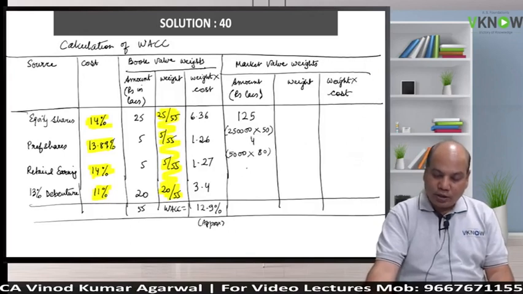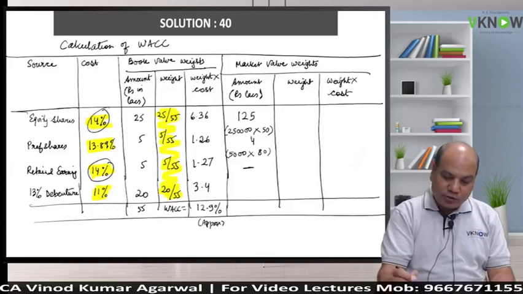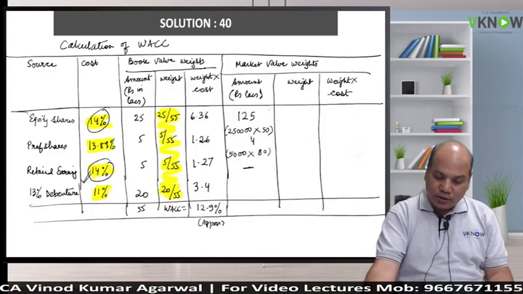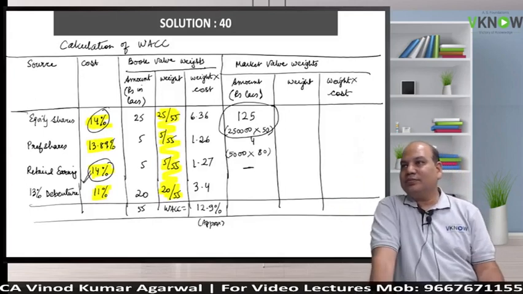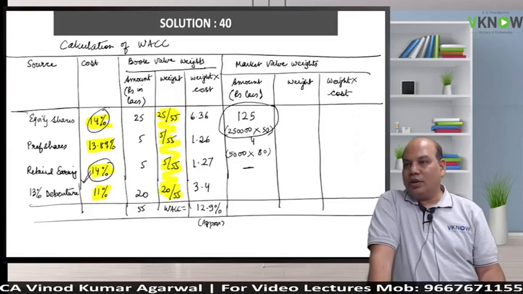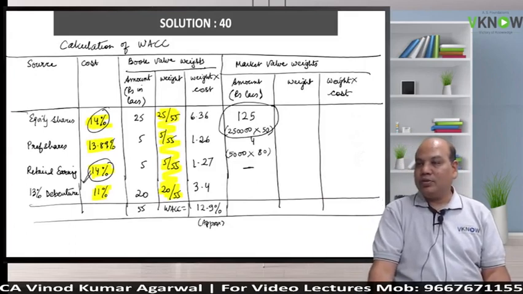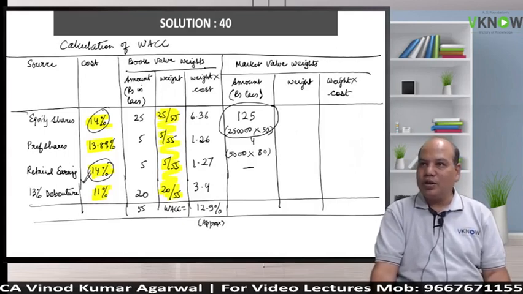Retained earning will not be written, because the cost of retained earning and the cost of equity share are the same. So when both are the same, everything is covered in the cost of equity. Otherwise we would have to bifurcate, but the answer will not change. So we will not write retained earning when taking market value of equity share. The market value is for the entire equity shareholders' fund, not separately for equity share and retained earning.